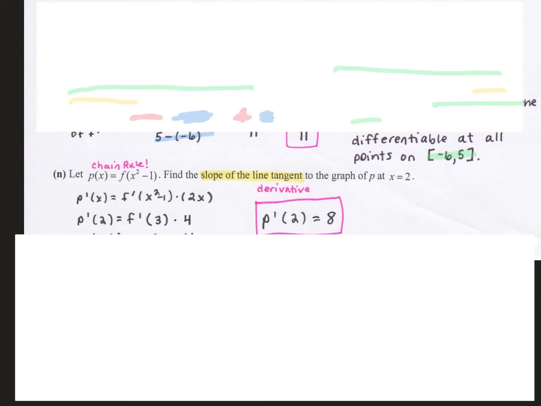And our final question wants us to find the slope of the tangent line. We know that is code for find the derivative. To do the derivative of p, it is a composite function. This x squared minus 1 is inside of that f function, which means I must engage the chain rule on this one. So the chain rule says I'm going to do the derivative of the outer function, which is f prime, leave the inside alone. So my x squared plus 1 stays the same, times derivative of that inner function, and the derivative of x squared minus 1 is the 2x.